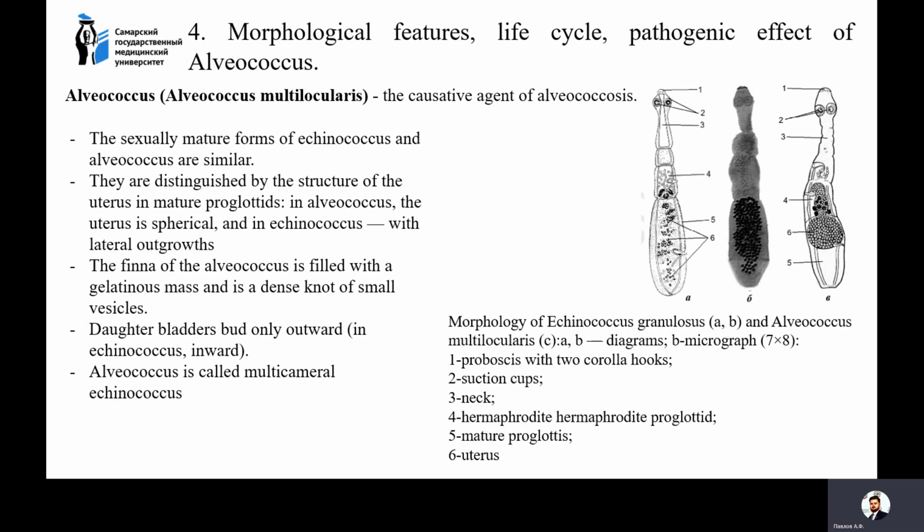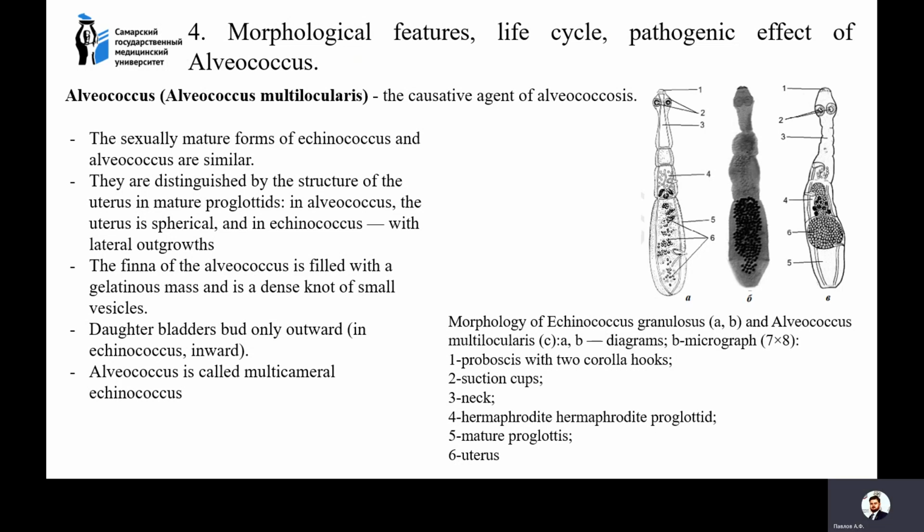Alveococcosis. Alveococcus multilocularis is the causative agent of alveococcosis. The sexually mature forms of echinococcus and alveococcus are similar. They are distinguished by the structure of the uterus in mature proglottids in Alveococcus.